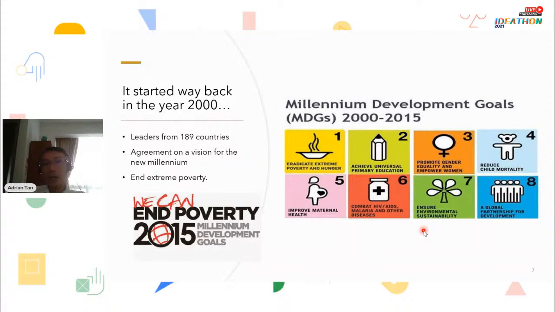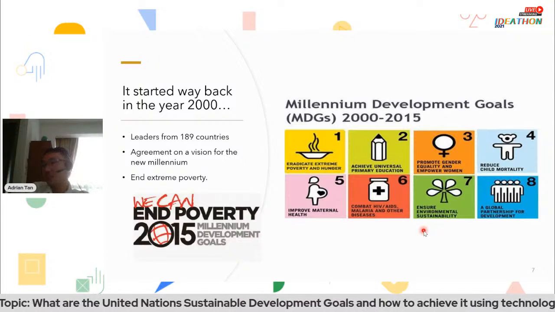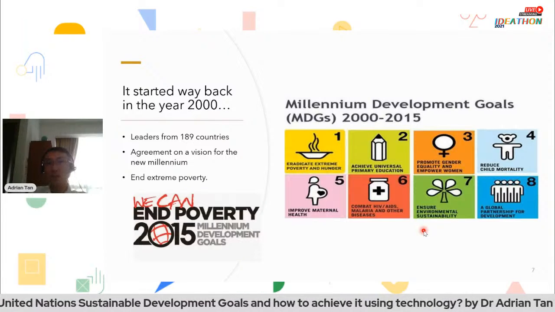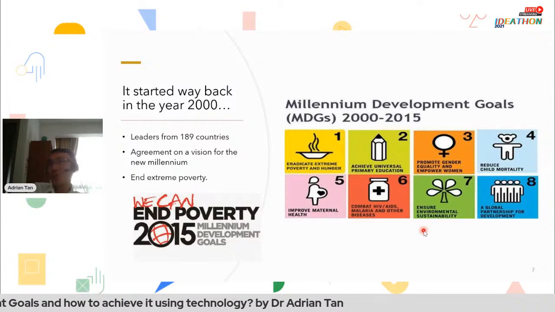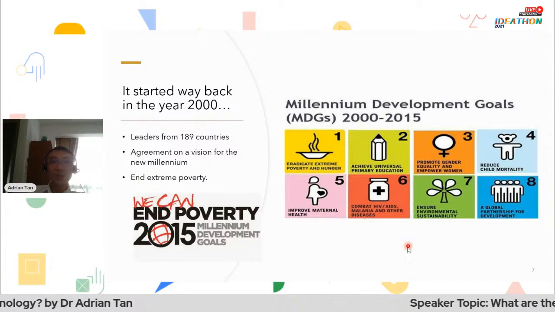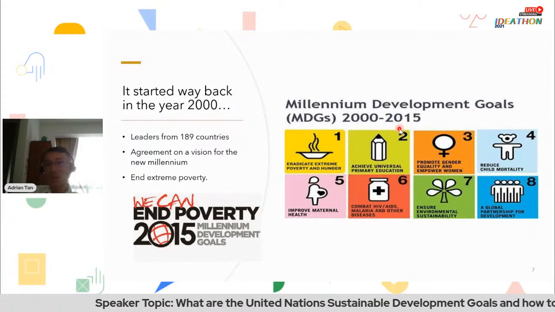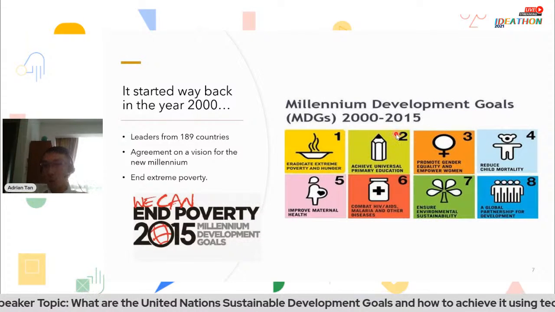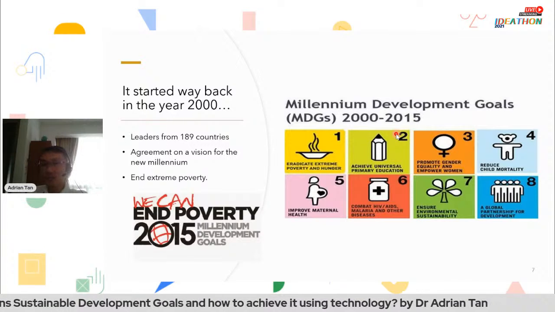So it all started way back in the year 2000. This is 2021, we just started 2021. So if you just subtract, it's just 20 years ago. And so most of you would probably be under 10 years old, but already born. So it all started way back in year 2000 as the Millennium Development Goals. At that time, we had goals to improve the world around us, society, living standards and everything.